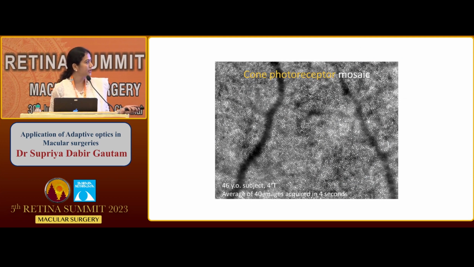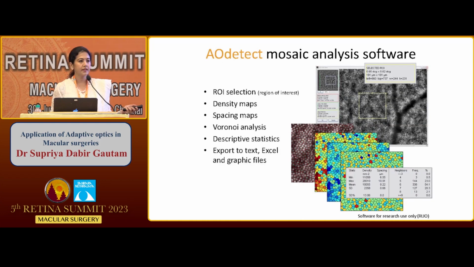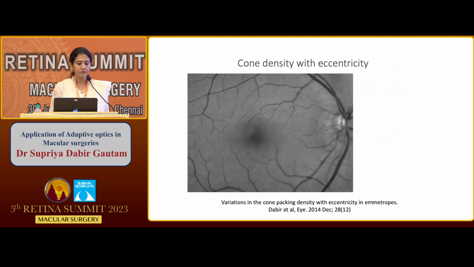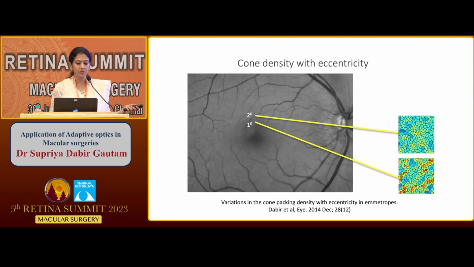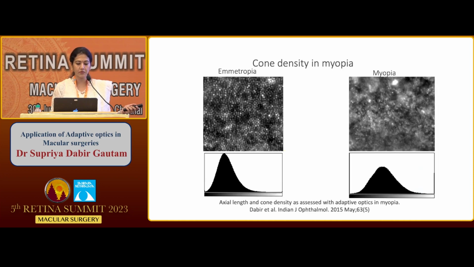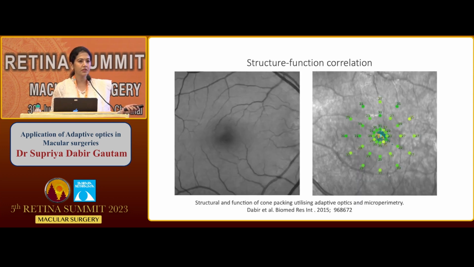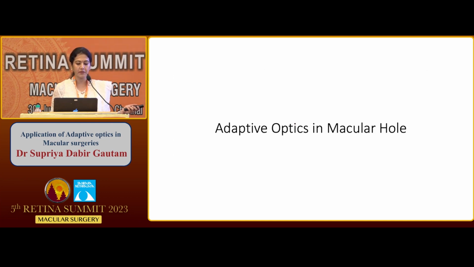This is how a mosaic looks. This is 40 images which are acquired in about 4 seconds. The machine itself has software where, once you choose your region of interest, it gives you various maps: the density, the spacing, and the Voronoi analysis. We have done early studies to see how the cone packing density varies in emmetropes, how it varies with increased axial length, how the cones get dispersed in myopes, and then we've looked at the structure-function correlation in normal patients using adaptive optics with microperimetry.